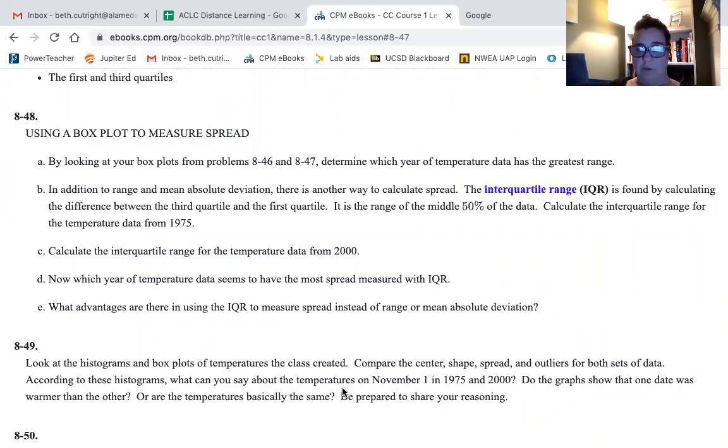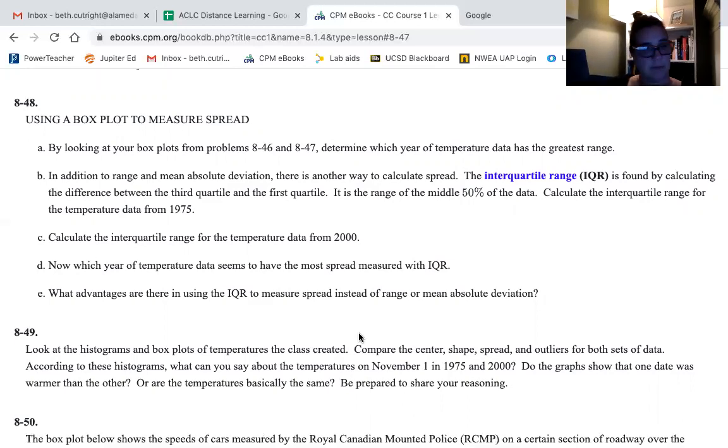So looking at just the box plot graph, don't worry about the histogram. Do you think these two box plots show that one of the years is warmer than the other, or are the temperatures basically the same? Be prepared to share your reasoning. That's the most important thing about looking at statistics: share your reasoning of why you think that.